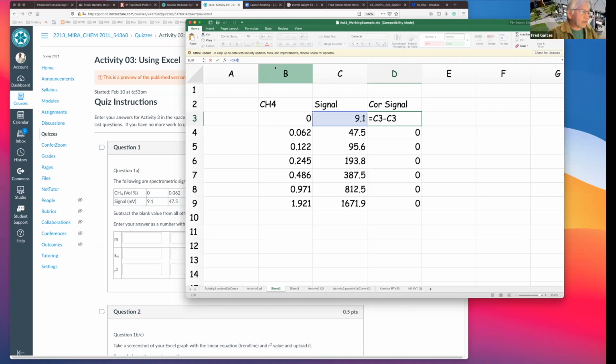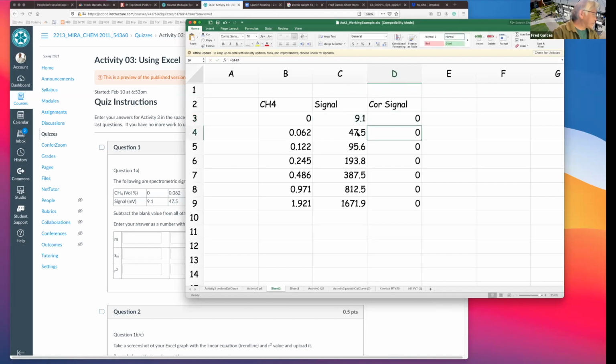Let me go ahead and do this. I'm going to type equals, and then I'm just going to click on C3, and then I'm going to type in minus, and then I'm going to click on C3 again. I'm just clicking on those cells, and as I click on those cells, the equation fills in. Let's say I click on this. See how it changes? Well, I want it there. And then I hit return.